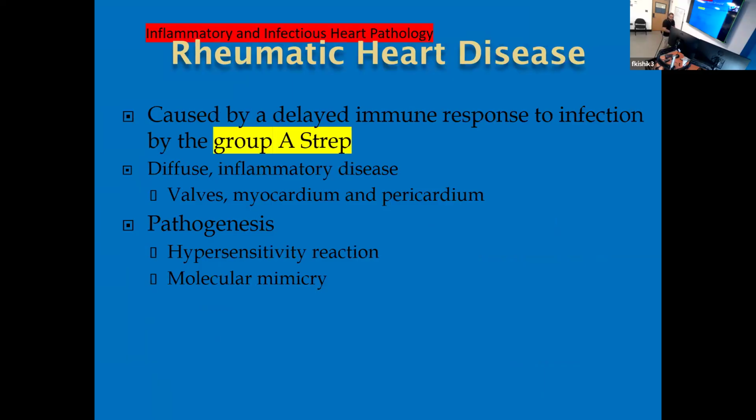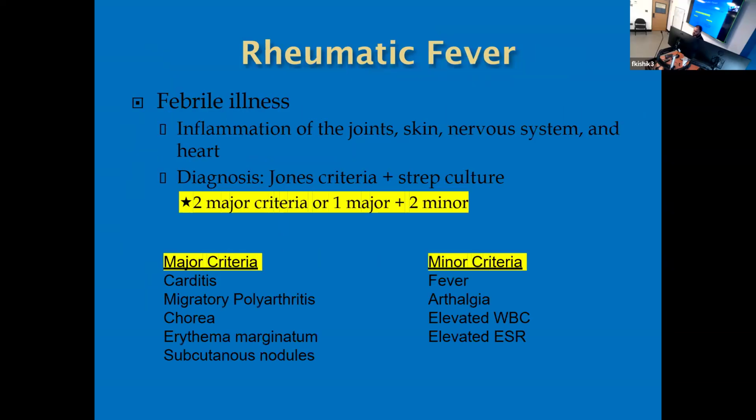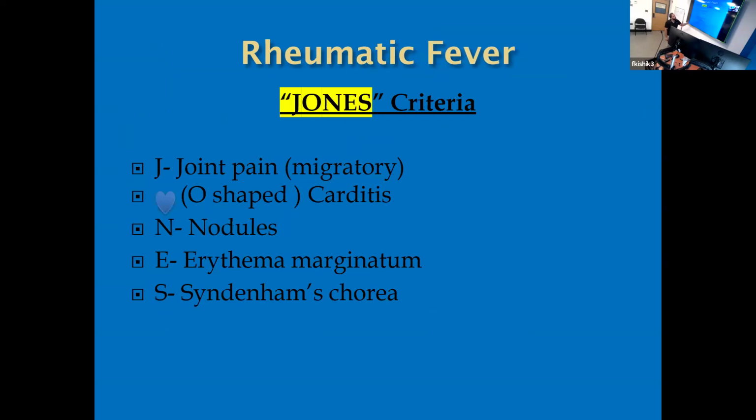Rheumatic heart disease is going to be a delayed immune response to group A strep. We're talking about, for in PD, strep throat, how this can happen. So rheumatic heart disease is going to lead to valvular abnormalities. It's a diffuse inflammatory disease that affects the valves, myocardium, and pericardium. It's a hypersensitivity reaction. There's a criteria to diagnose it, called the Jones criteria. It's febrile, and you need 2 major or 1 major and 2 minor. You should memorize this. They have it here. Yeah, Jones.